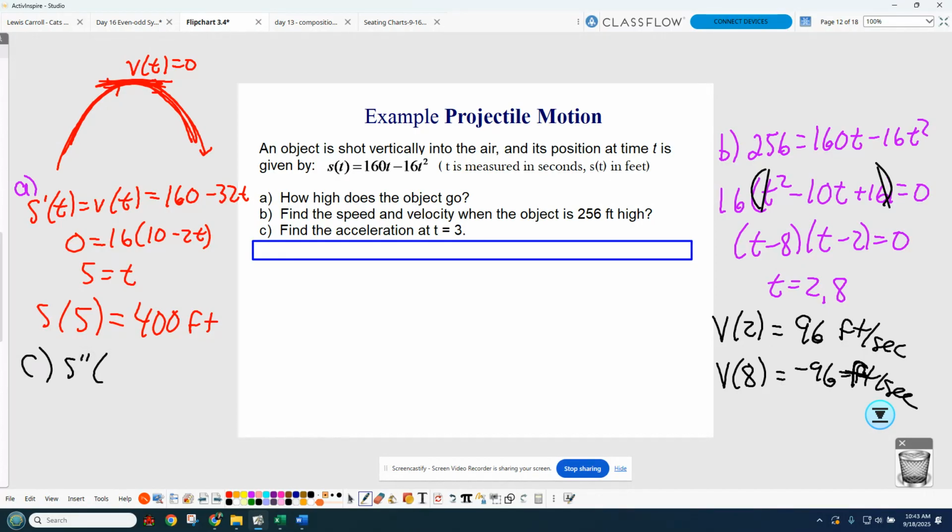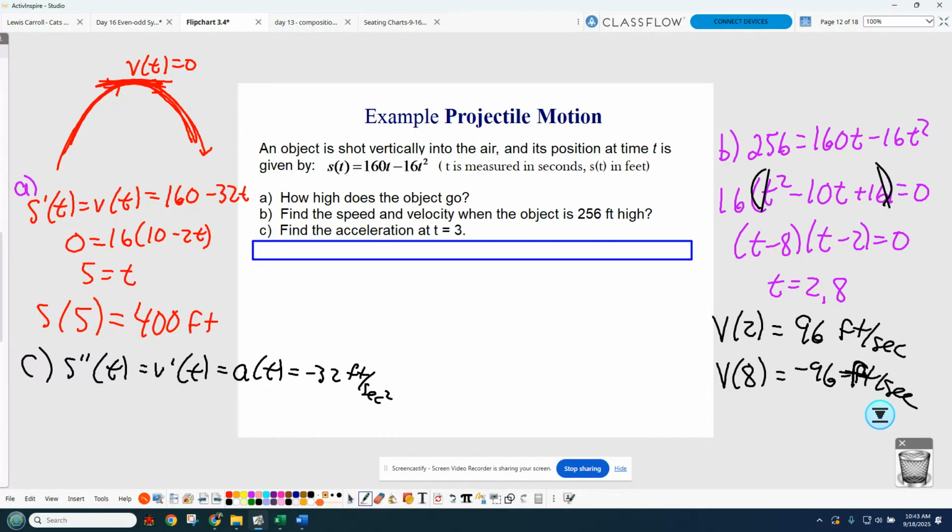So the double derivative of position is the derivative of velocity, which is acceleration, negative 32 feet per second squared at time 3, at time 20, at all time.